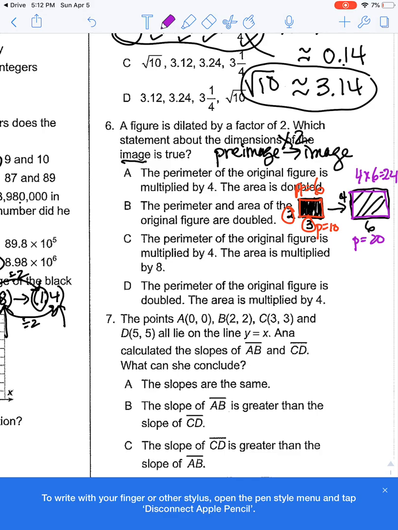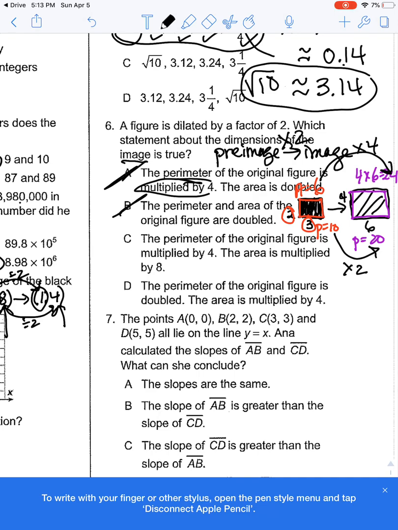So now let's look at what's happening between the perimeters and the areas. The perimeters change from 10 to 20. That's multiplying it by 2. And the areas change from 6 to 24. That's multiplying it by 4. So now we want to find an answer that says our perimeter multiplies by 2 and our area multiplies by 4. This one says multiplied by 4 for the perimeter. That won't work. The perimeter and area of the original figure are doubled. Nope, they're not both doubled. Just the perimeter is doubled.